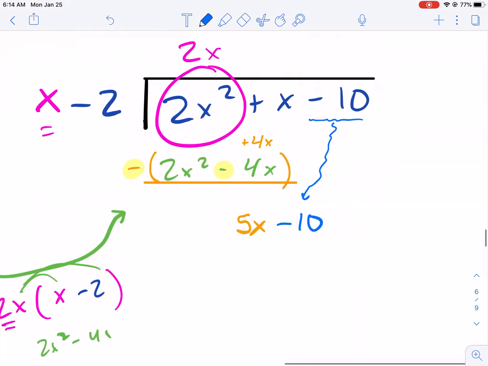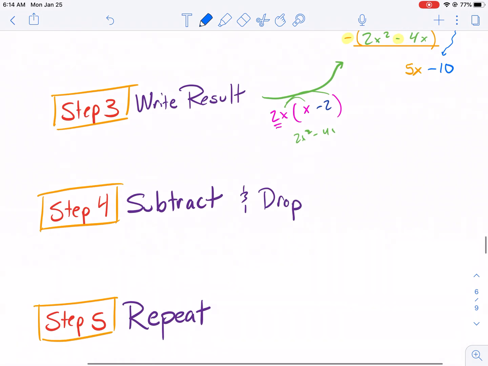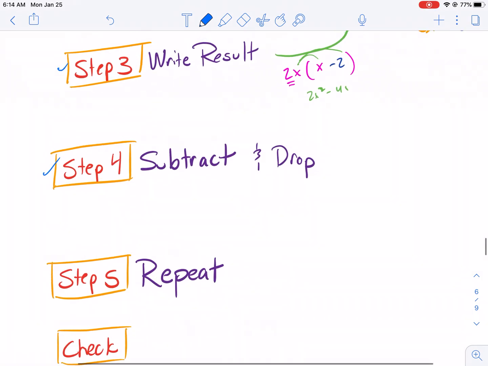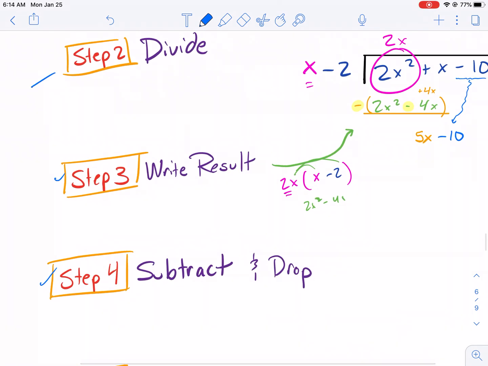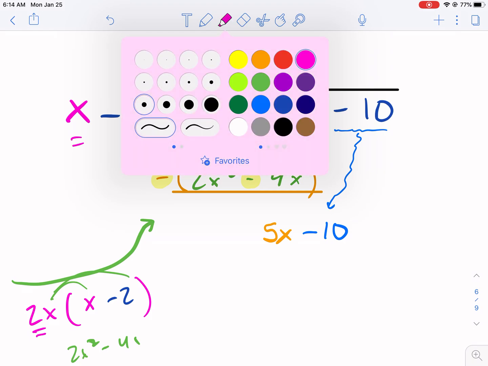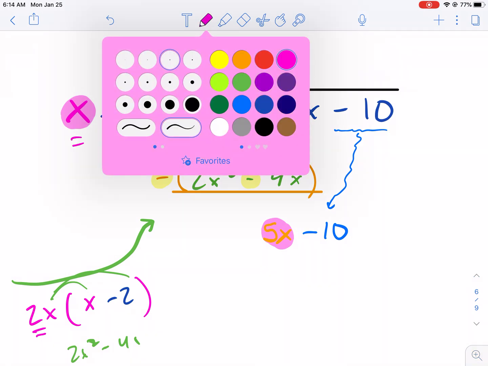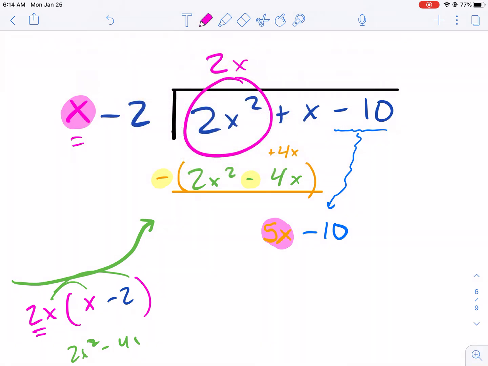Now what do we do? We repeat the process, subtract and drop. We dropped, we're done with this step. Okay, rewrite, subtract and drop. Now we repeat basically from step 2 down. So now we're looking at this 5x here. We want to know how much this x goes into that 5x, just like long division. And we're going to say, okay, it goes in positive 5 times.